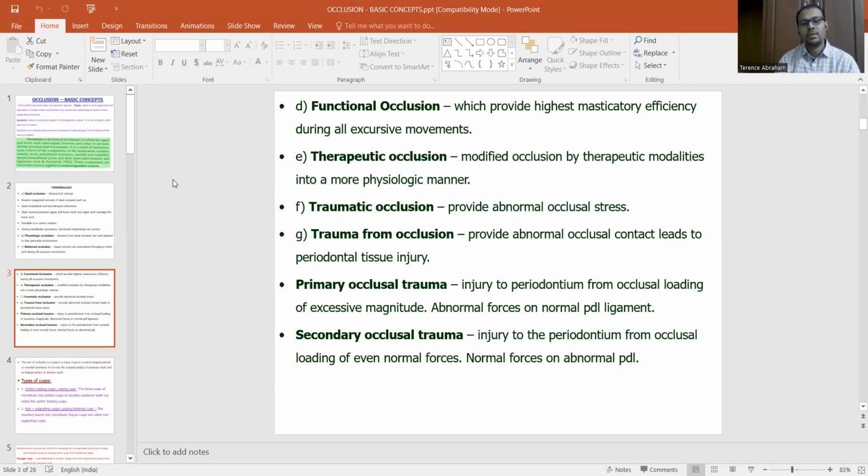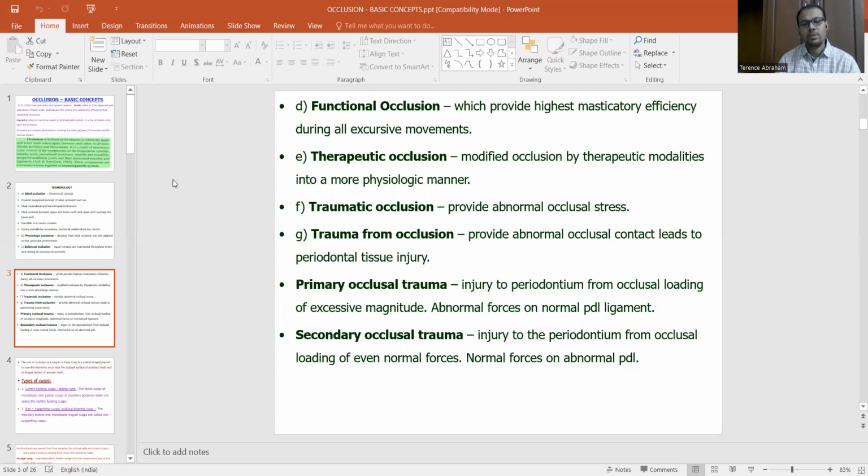What is traumatic occlusion? It is an abnormal occlusion which can produce stress in the masticatory apparatus or its components. Trauma from occlusion provides abnormal occlusal contact that leads to periodontal tissue injury.